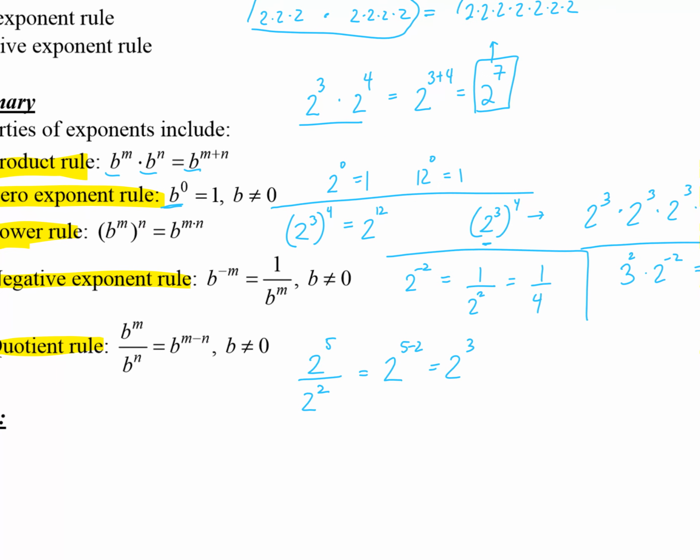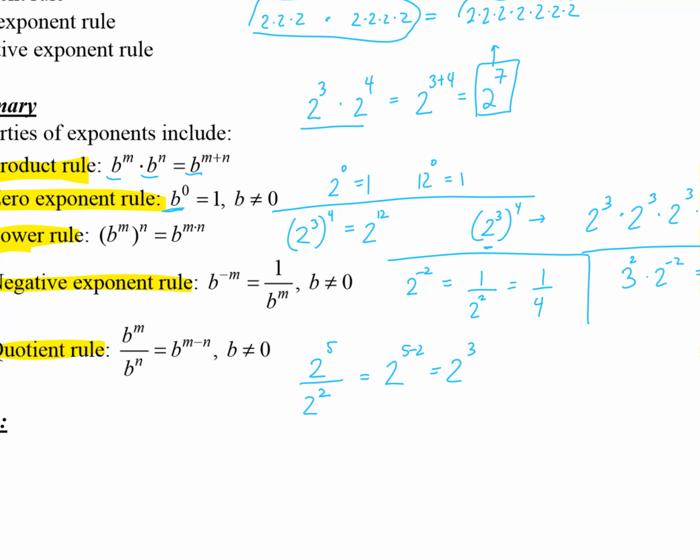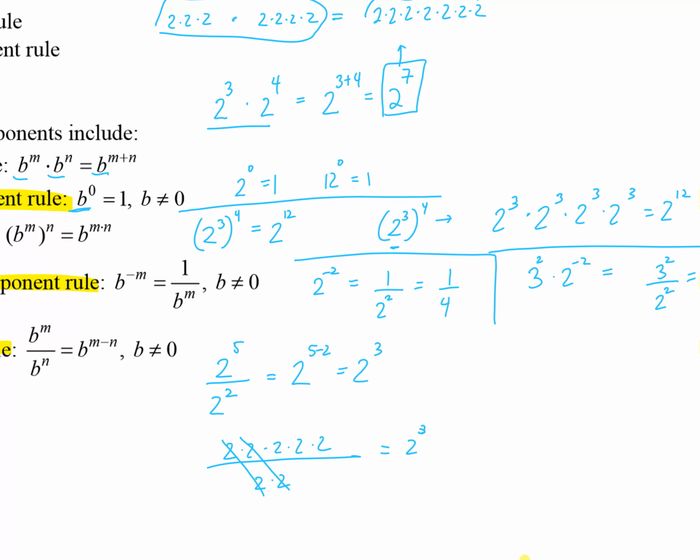I'll demonstrate it. The 2 to the 5th power means 2 times 2 times 2 times 2 times 2, 5 2s. 2 to the 2nd power means there's 2 of them down there. Every pair factor cancels out. How many have left? We have 3 2s left. It's just that simple.